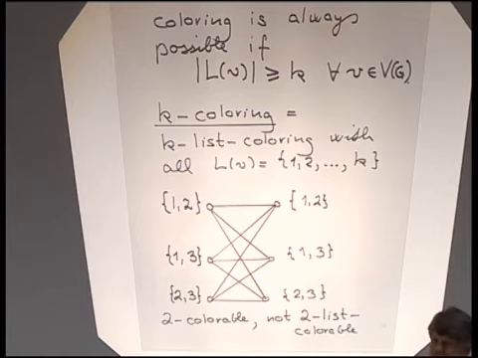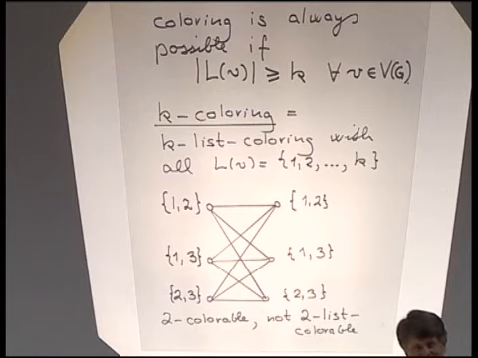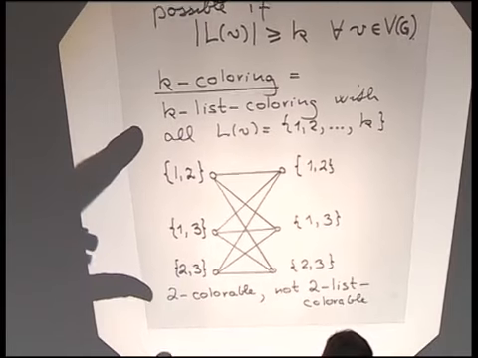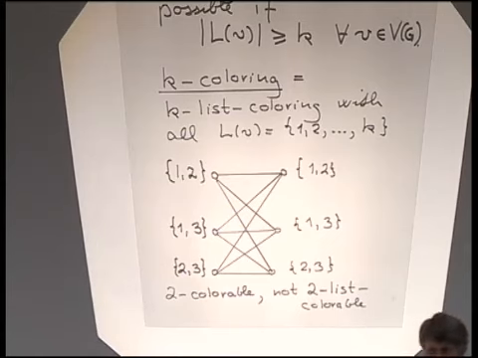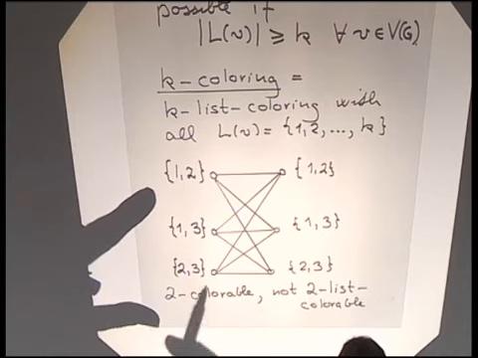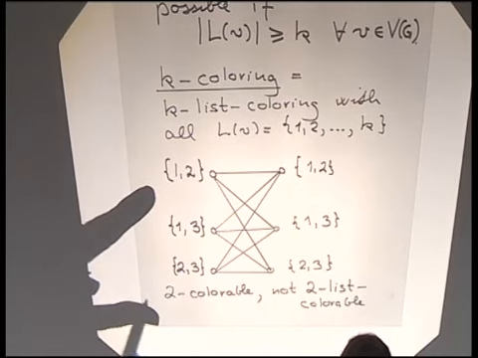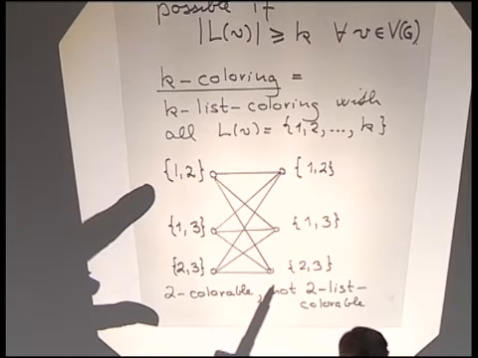Now the intuition says that if the lists are far apart, then it will be easier to color than if the lists are almost the same, if the lists are compact. But that intuition is false, as we can easily see. This is a standard example. The graph here is clearly 2-colorable. You can give the vertices on the left side color 1 and the vertices on the right side color 2.